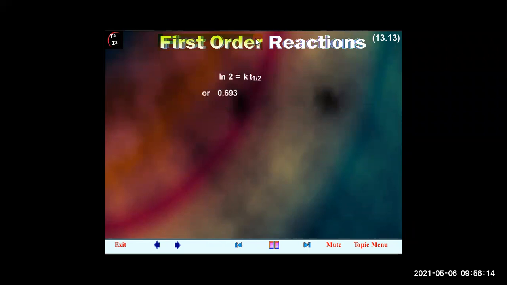Or 0.693 is equal to K times t 1/2. Or t 1/2 is equal to 0.693 divided by K.